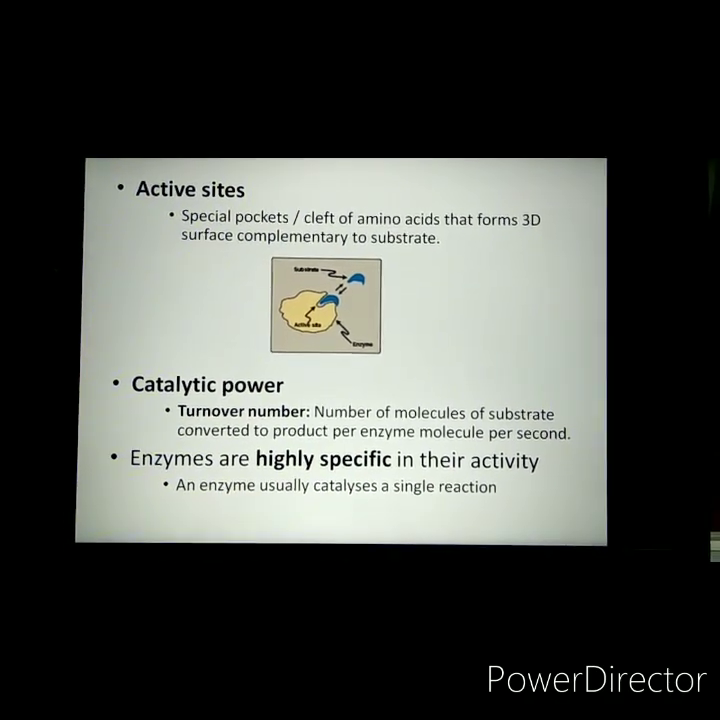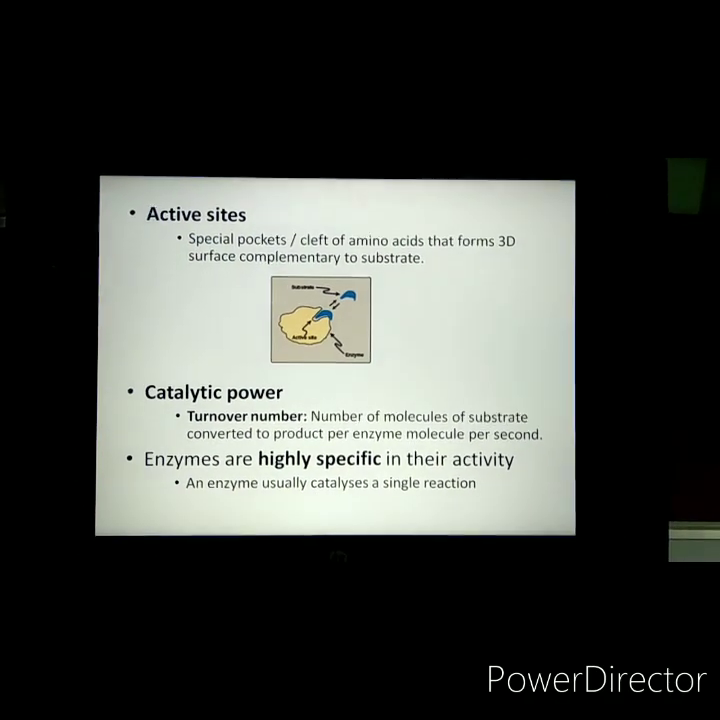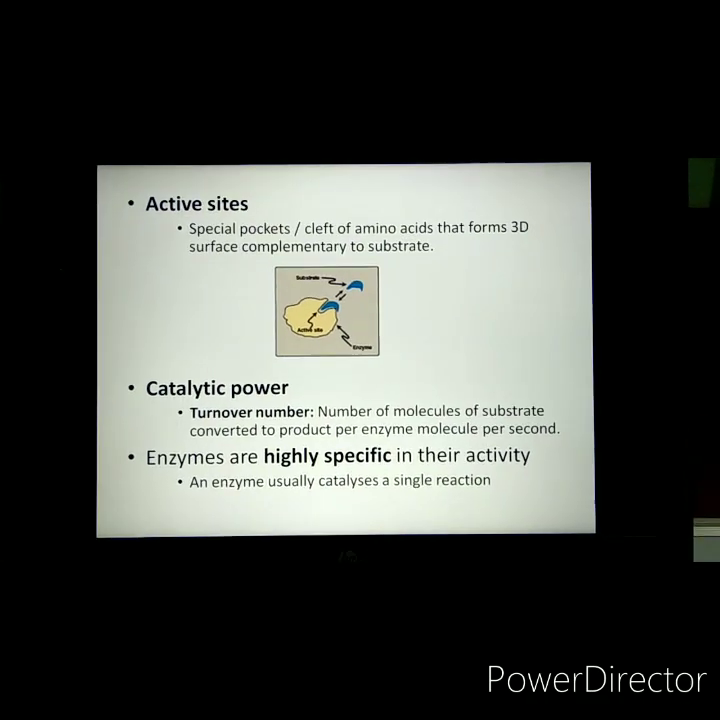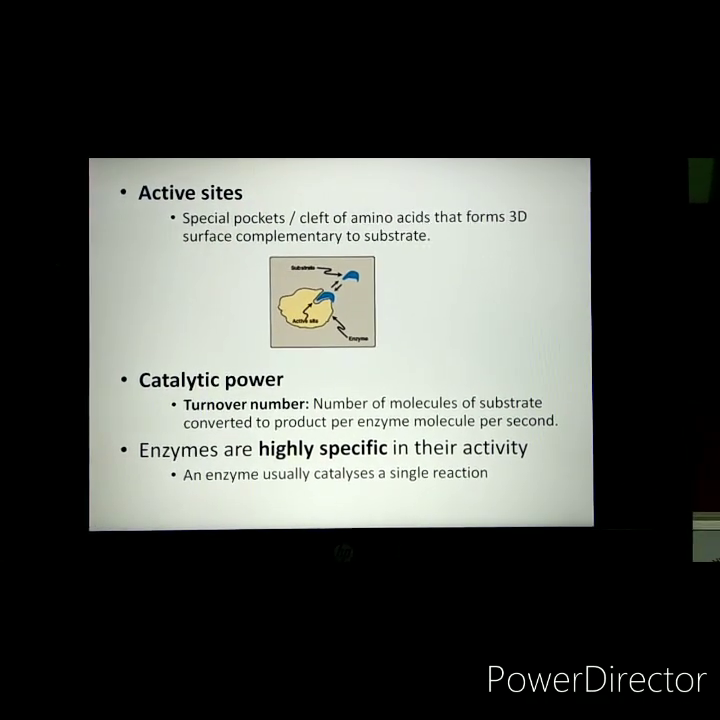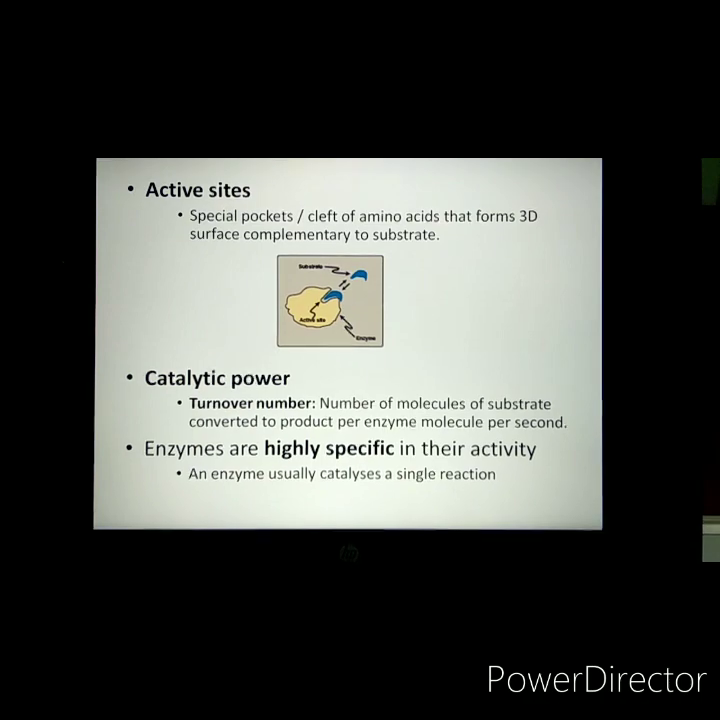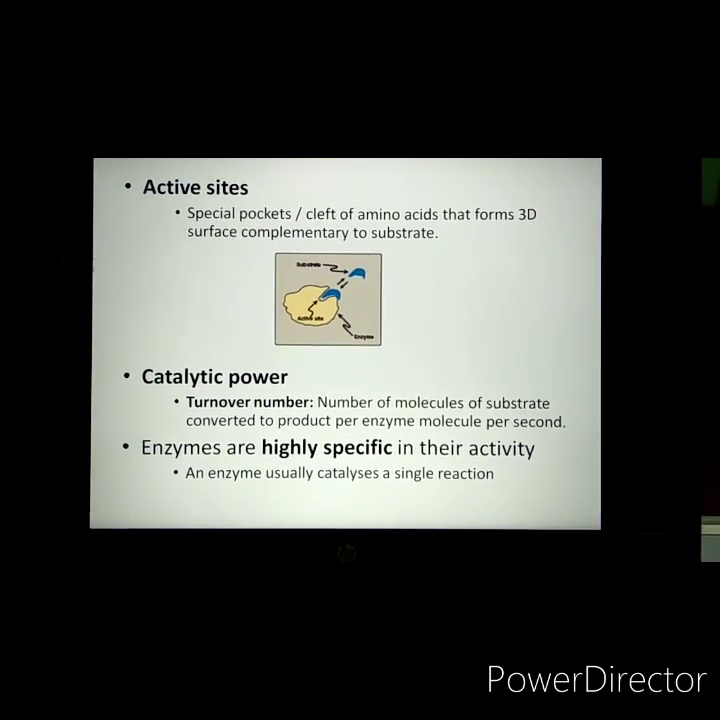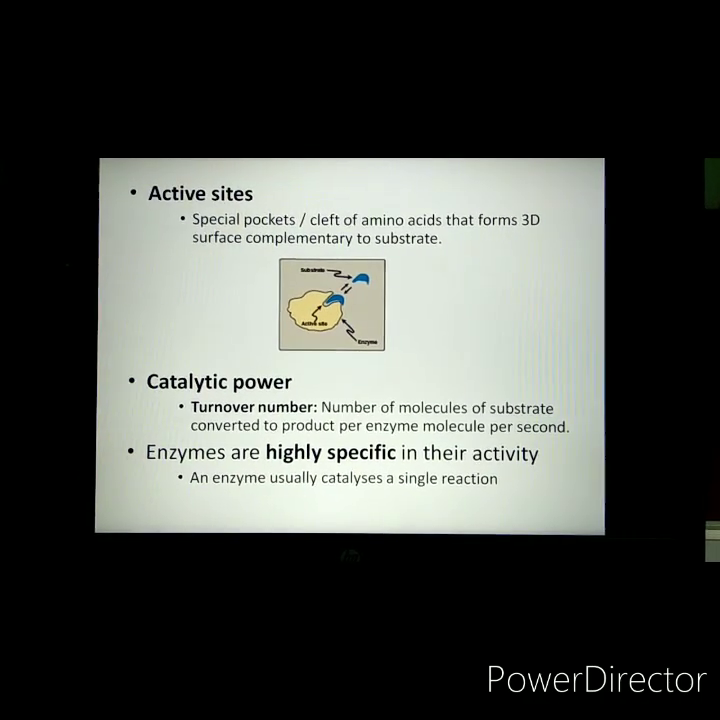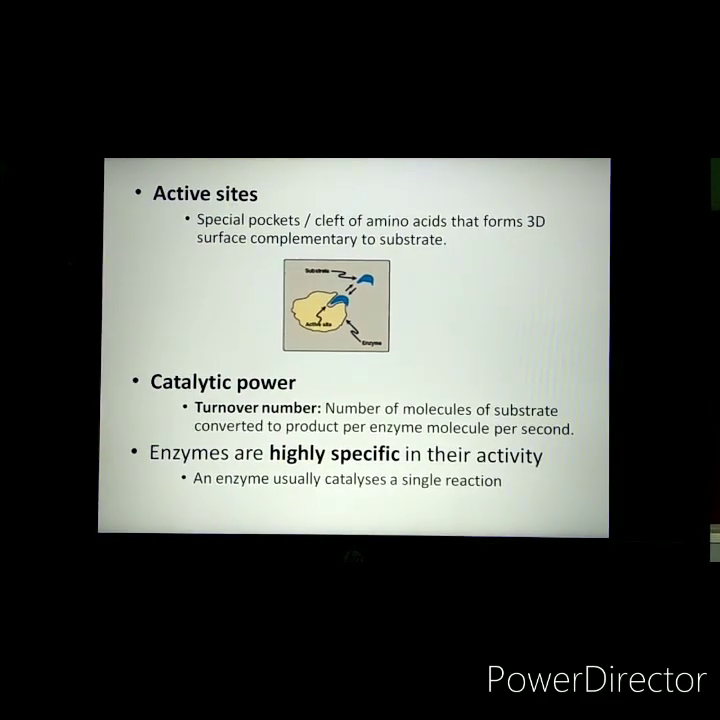Next is catalytic power. Catalytic power can be defined in terms of turnover number. Turnover number is the number of molecules of a substrate converted into product per enzyme molecule per second.